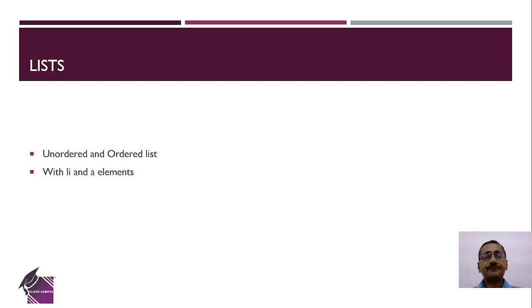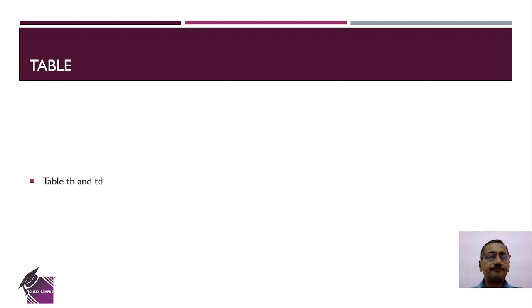Then we can have lists: unordered list and ordered list. Ordered lists and unordered lists may have li elements. The li elements are nothing but list items, and the list items may contain again an anchor, a element. And within li we can have multiple a elements.